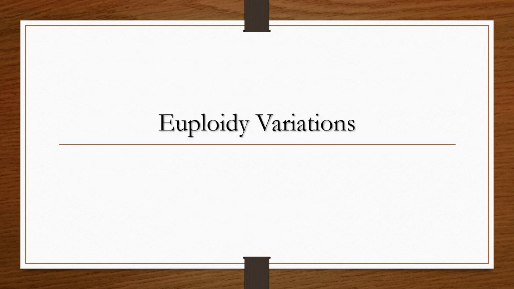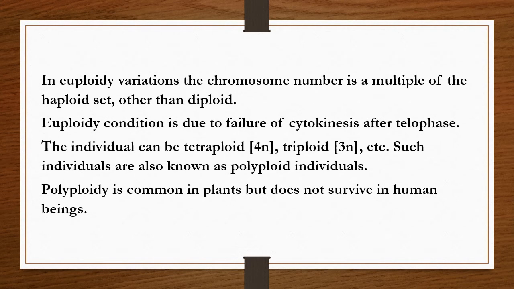Let's see euploidy variations. In euploidy variations, the chromosome number is a multiple of the haploid set, other than the diploid. So the multiplication of haploid sets leads to euploidy. This euploidic condition is due to failure of cytokinesis after telophase.